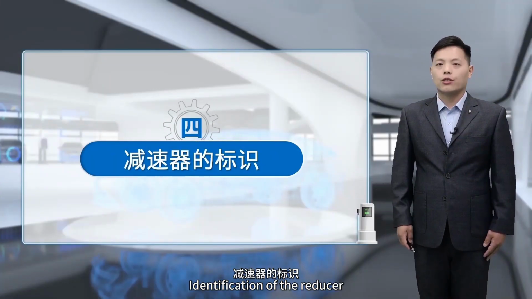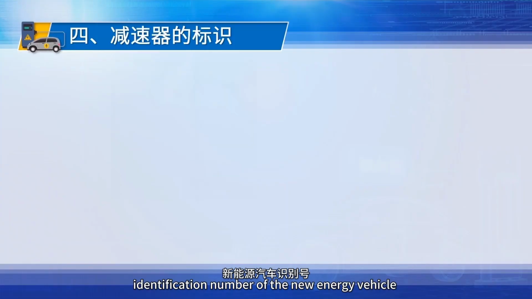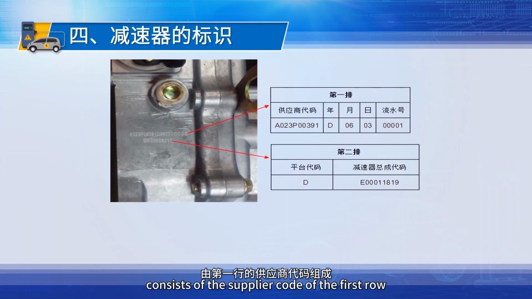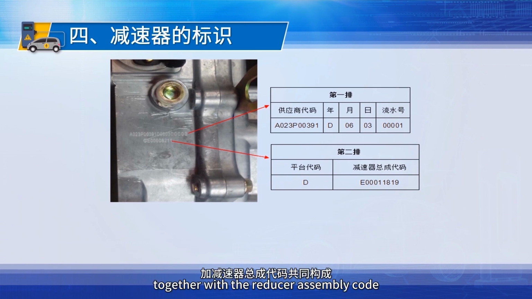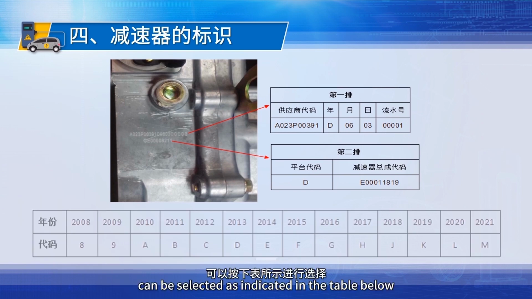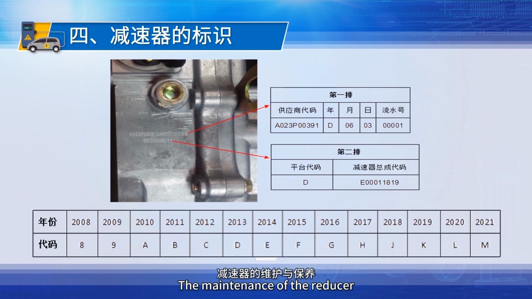Identification of the reducer. The reducer identification number of the new energy vehicle consists of the supplier code of the first row, followed by the year, month, and date, the serial number, and the second row platform code, together with the reducer assembly code. The year corresponding to the identifier of the reducer can be selected as indicated in the table below.